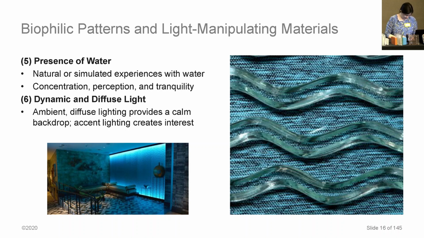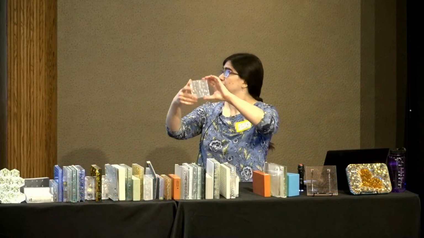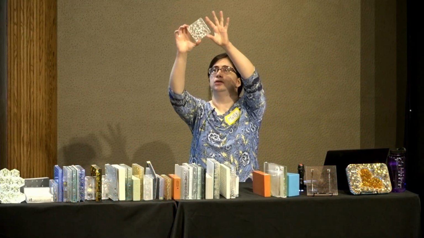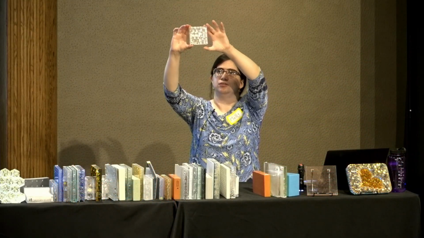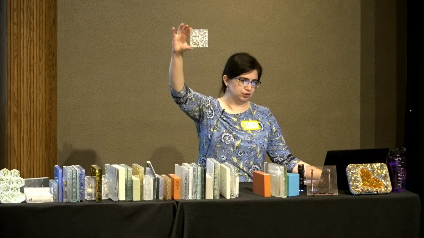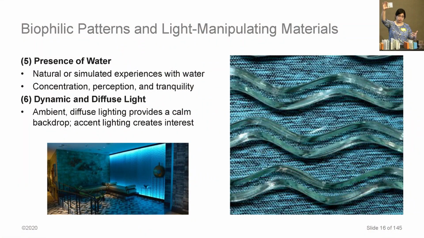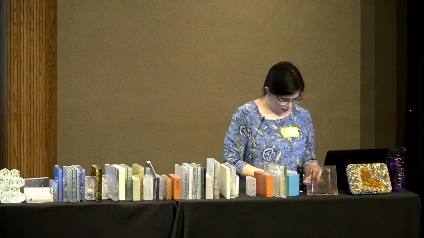Then we have dynamic and diffuse lighting effects. This one is a little bit small, but I think you'll be able to see. So different amounts of translucency in a space, allowing for the appropriate amount of light to reach the eye to avoid glare and so forth. This helps stabilize mood as well as create interest in a space, and can assist with privacy as well.